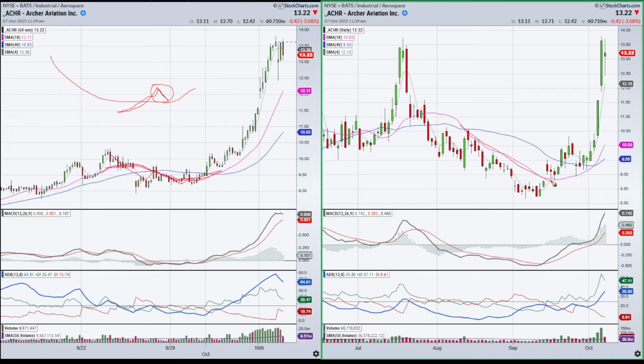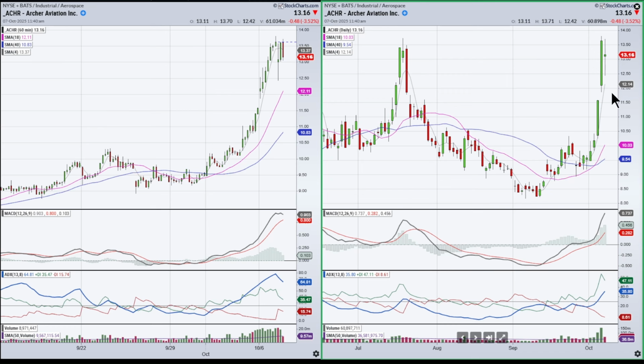And I like it because we can find that first pullback. The first pullback to the 18, so critical. It's the starting point of a new trend in a lot of cases, all right? So we want to be on the lookout for that. If we get this type of respect for the 18, this type of respect for the 18 here, then we will see more respect of it down the road.